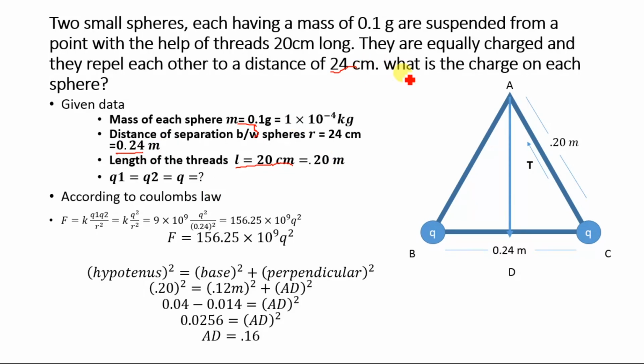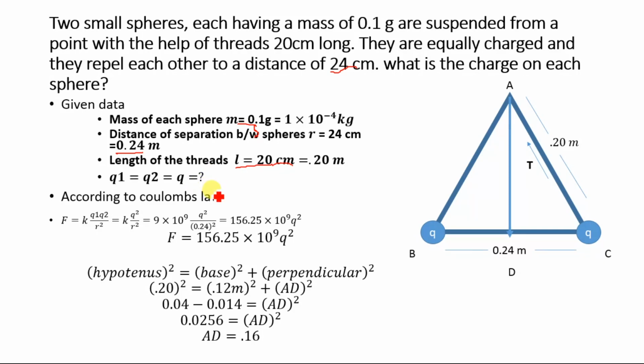We will determine what is the charge on each sphere. We will determine the charge on sphere 1 and the charge on sphere 2. Now we know that the charge on sphere 1 is equal to the charge on sphere 2, Q1 is equal to Q2. We will denote this Q1 and Q2 with Q, and we will determine the value of this Q.